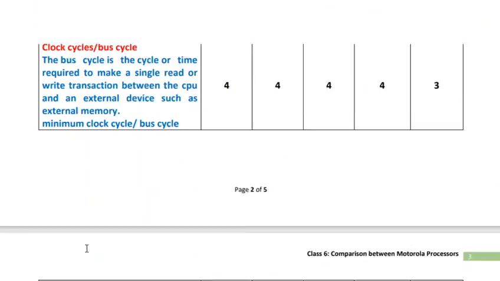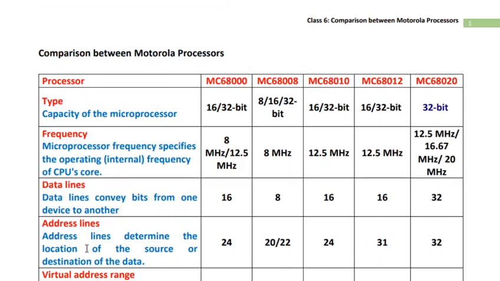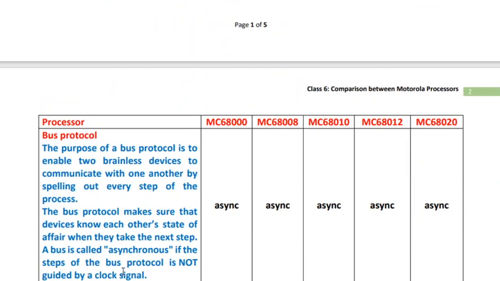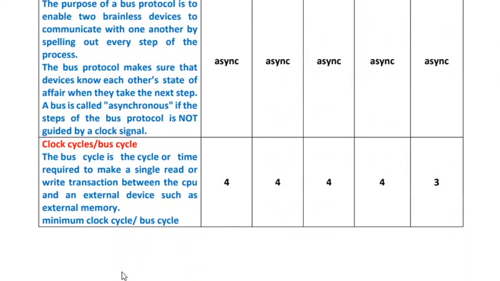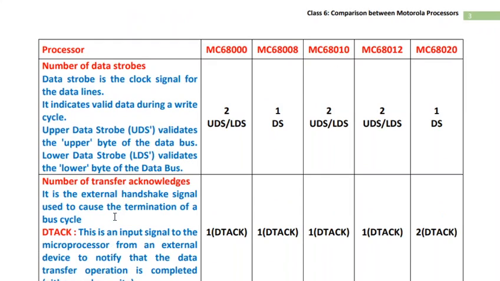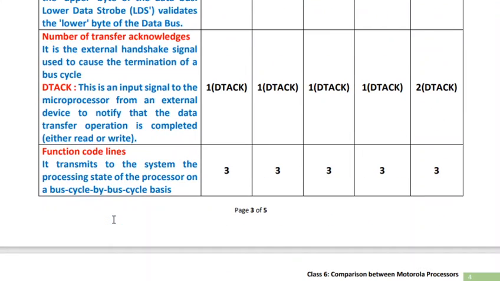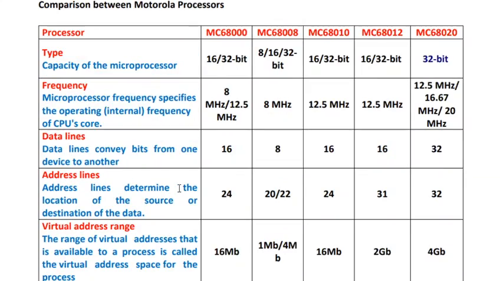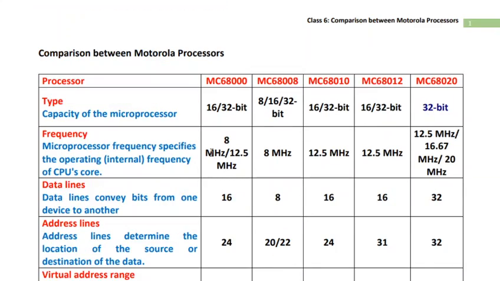Now these are the various attributes across which the five Motorola microprocessors are being compared. First one is type, then frequency, then data lines, followed by address lines, then virtual address range, then bus protocol, clock cycles per bus cycle, then number of data strobes, followed by number of transfer acknowledgement, then function code lines, and eventually bus arbitration lines. Now let us try to describe the attributes of the various microprocessors.